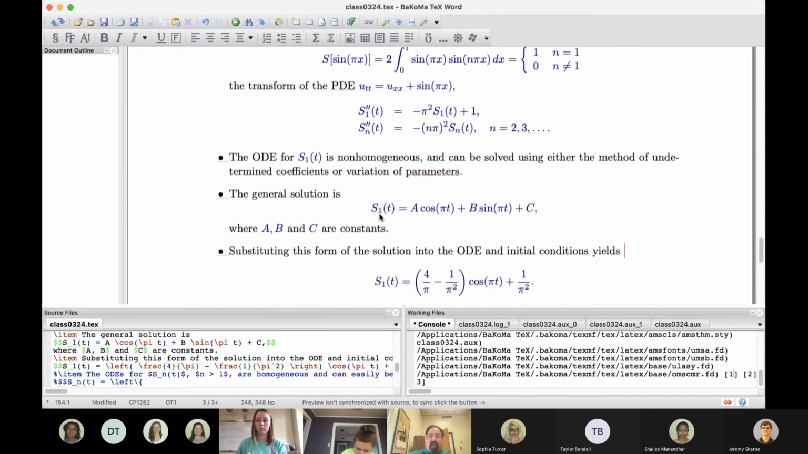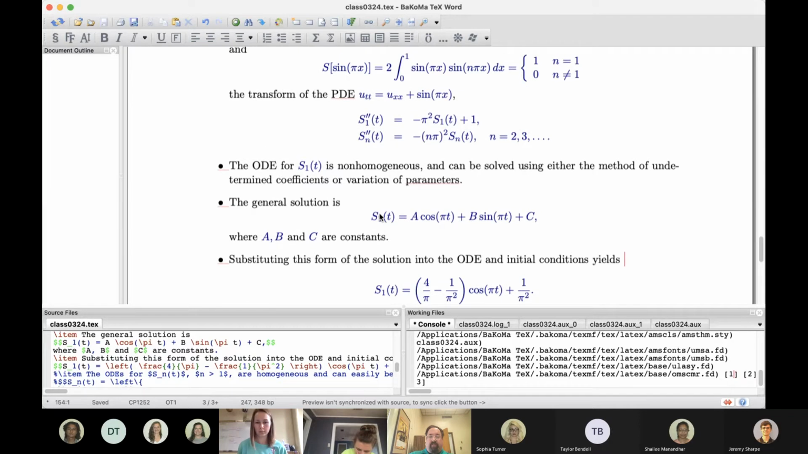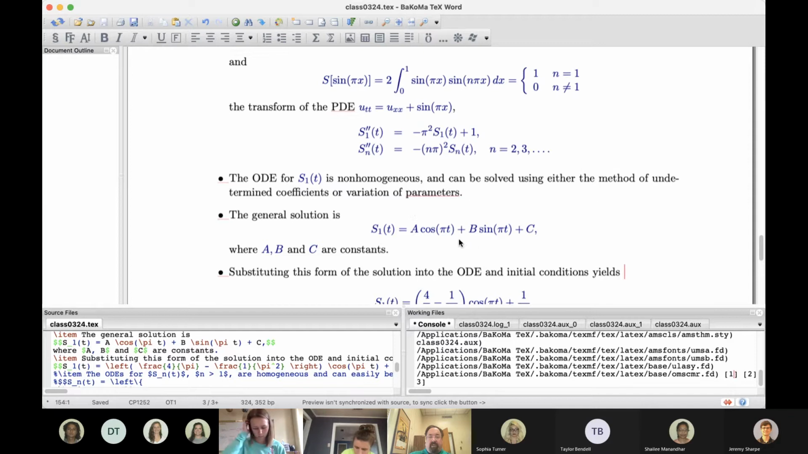Now we need to look at the initial conditions to determine what these coefficients will be.